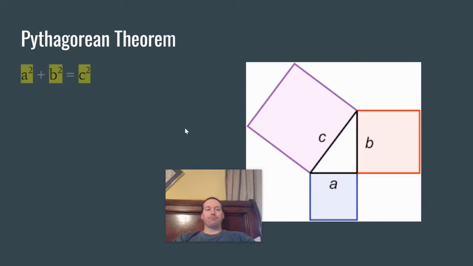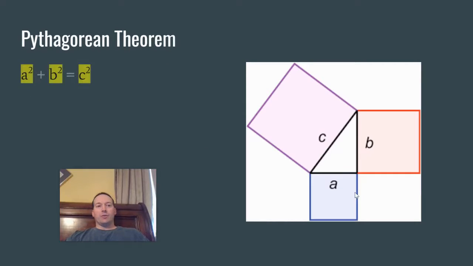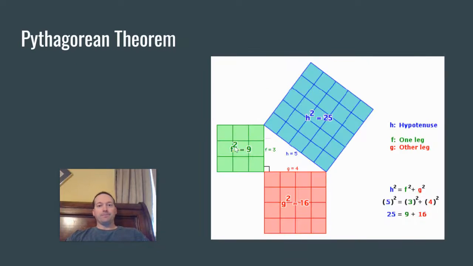Okay, we take the square of the first leg and the square of the second leg, and we add those together. When we do that, we will get the square of the third leg. So we just use the formula: a squared plus b squared equals c squared. But that just means one leg, you square it, add that to the second leg squared, and that will give you the third leg.